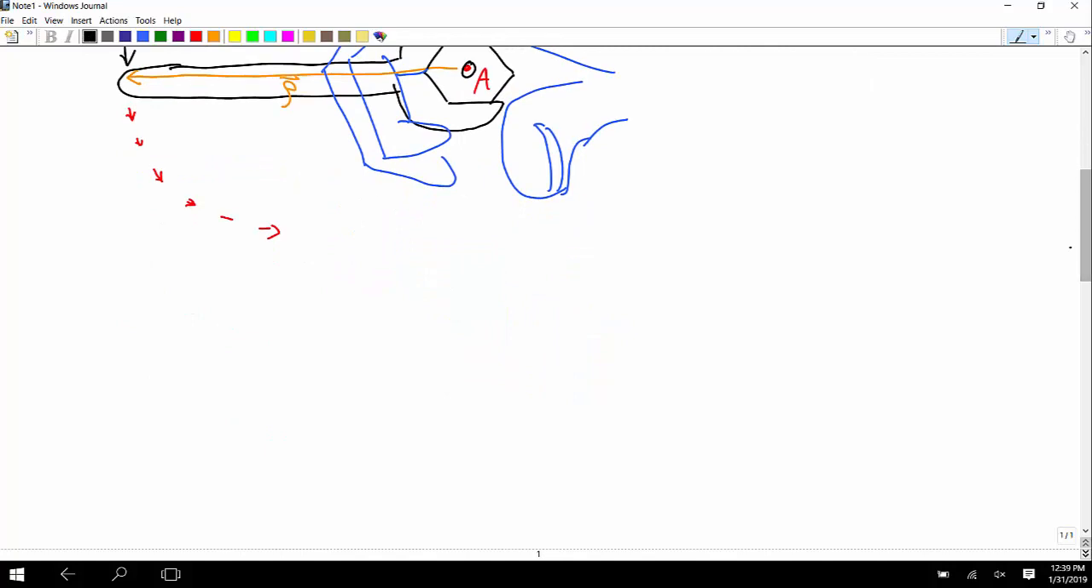And there are a couple of things that I want you to keep in mind about moments. So notice. The first one is in using the moment balance equation.